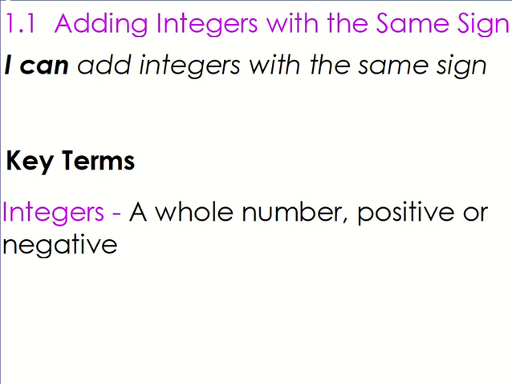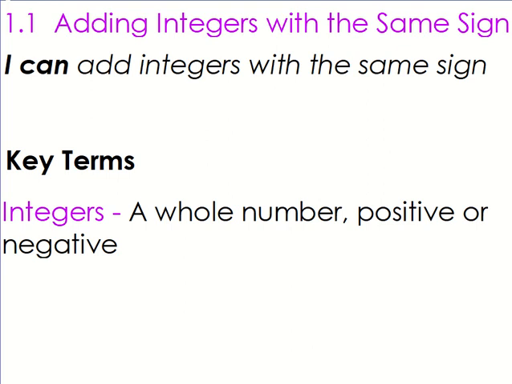It is 1.1, adding integers with the same sign. Yours will say 1.1, part 1, adding integers with the same sign, because we're going to do 2 lessons of this. At the top, you can also see you have an I can statement: I can add integers with the same sign. I can is kind of like our goal, that after we're done with all of our lessons and our practice, we should be able to say, yep, I can add integers with the same sign.